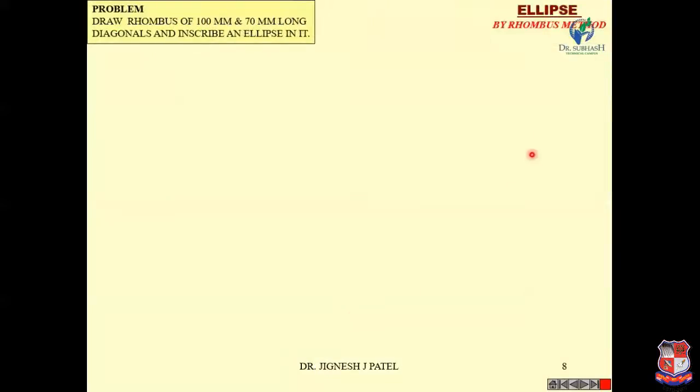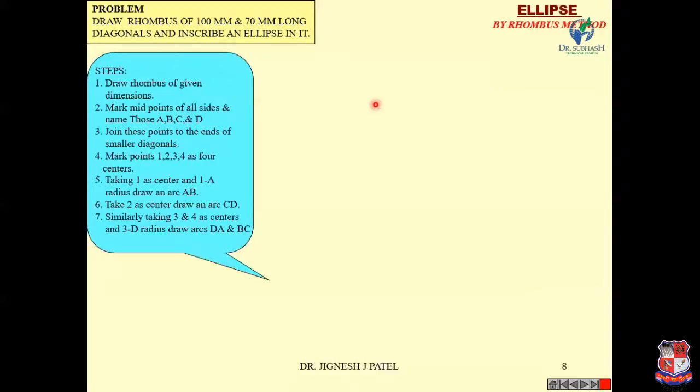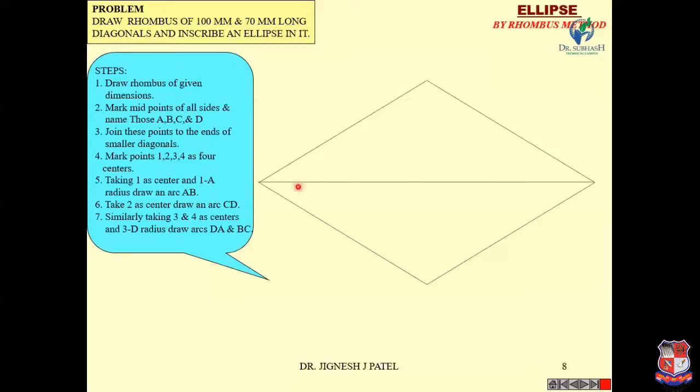And the last one is the rhombus method. Draw a rhombus with 100 mm and 70 mm long diagonals and inscribe an ellipse in it. Now let us see, a rhombus of 100 by 70 mm. One diagonal is 100 and another diagonal is 70 mm.